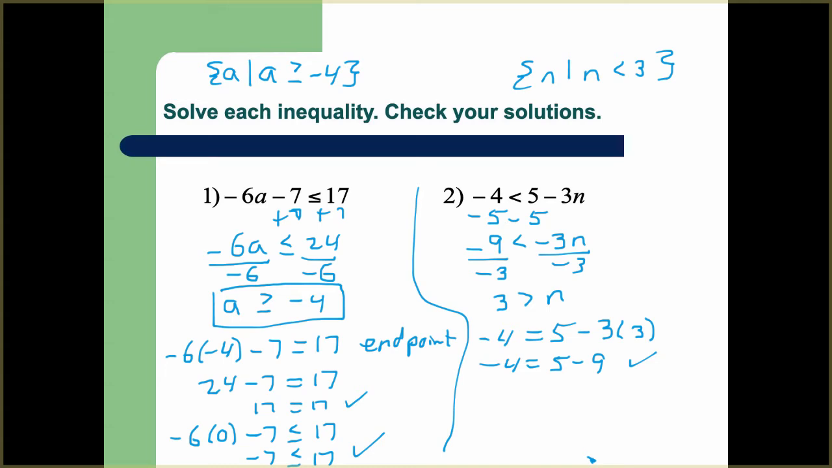We need to check a point where n is less than 3. And I am going to check 0, because 0 is nice and easy. For this point, we do need to use the inequality that we started with. So negative 4 is less than 5 minus 3 times 0, and negative 4 is less than 5. So we have verified our inequality is pointing in the right direction when we solved.